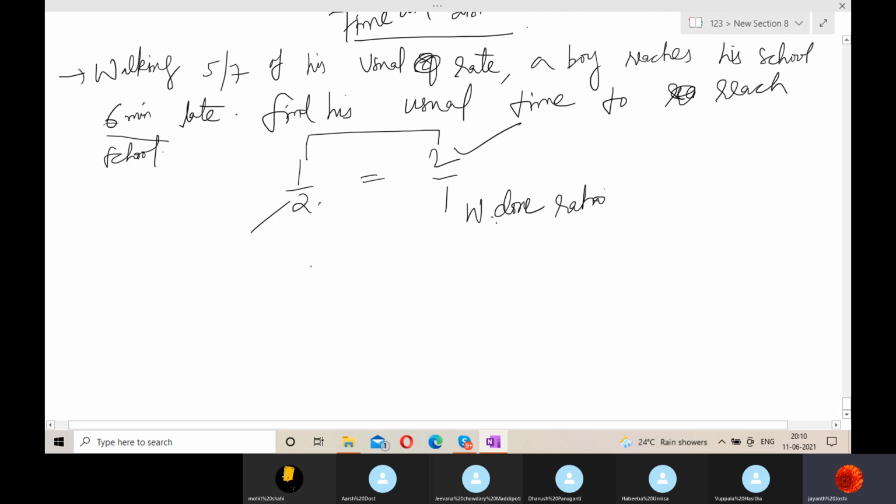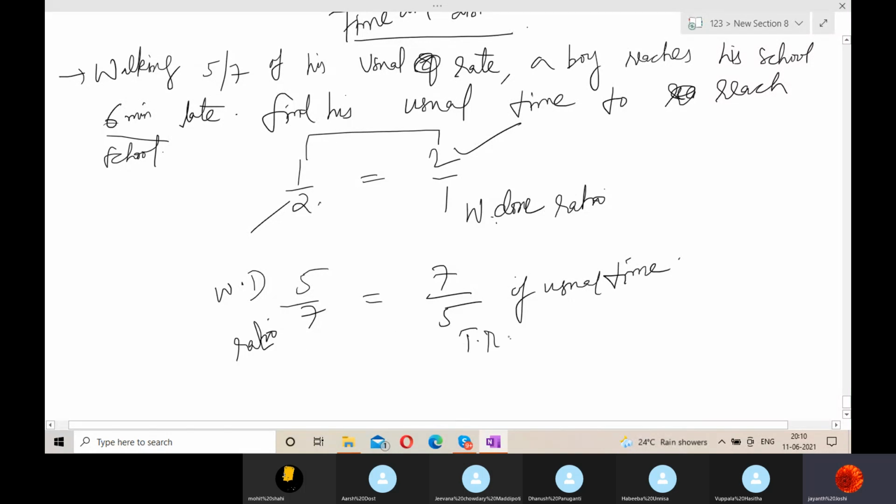So if you are walking at 5/7 of your usual rate, this is the work done ratio. That means you are not walking to your full capacity. Your time taken would be more, 7/5 of the usual time. So this is the work done ratio, and this is the time ratio. Now what is the extra time you have taken? The extra time is 6 minutes to reach the destination. So extra time is equal to 7/5 minus 1 of the usual time.